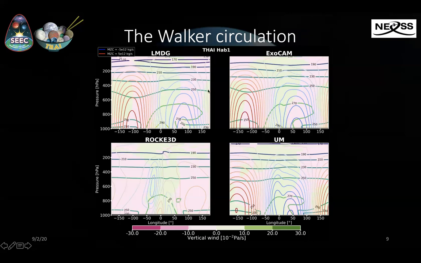For these three here, in slow rotation, the Walker circulation really encompasses both hemispheres, from the day side to the night side. However, for ROCKE-3D, it's not the case. The circulation is really limited to one hemisphere, and you also have some downward motion near the substellar point, and this is a sign of the fast rotation.